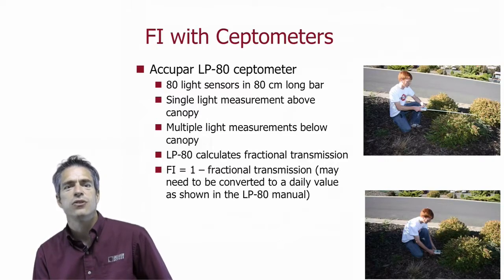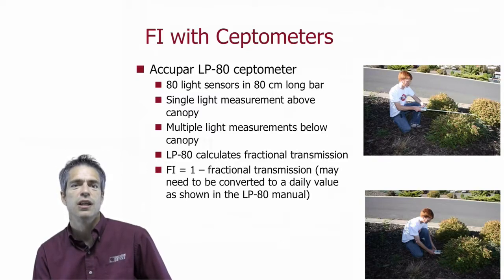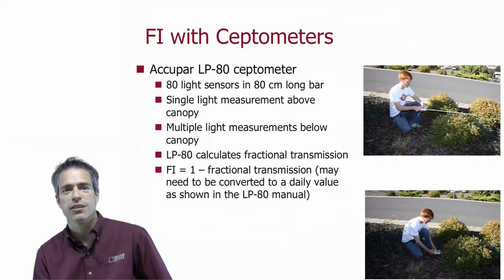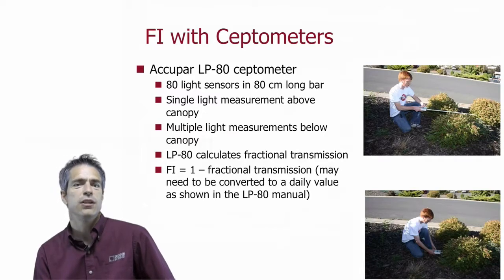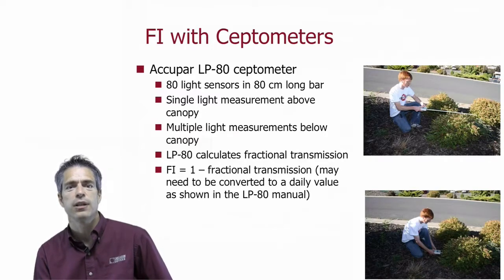So we take a single light measurement above the canopy. This gives us how much light is actually irradiating the canopy. Then we go beneath the canopy and measure at several locations and get the transmitted light through that canopy. Our fraction of interception then is just 1 minus the fractional transmission through the canopy, and we can even convert this to a daily value depending on the needs, and that theory is all in the LP80 manual.